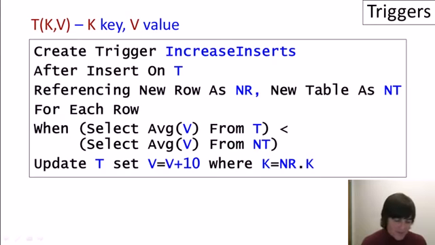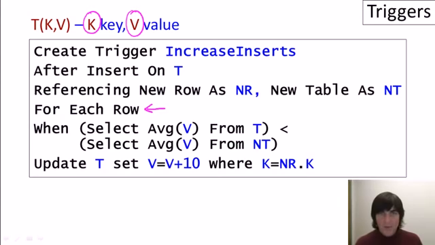Let's suppose that we have a table T and it has two attributes. Attribute K is a key for the table, and attribute V is a value. And we're going to have a trigger that's going to be activated when we perform insertions on T. And let's suppose that we perform a large number of insertions, or at least a few insertions, and it's going to be a row-level trigger. So we're going to execute the trigger once for each row that's inserted.